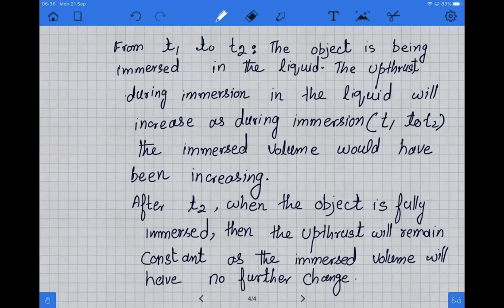Okay, students, this was all about upthrust. In the next slide, we'll cover the topic forces in frictional forces and viscous drag.